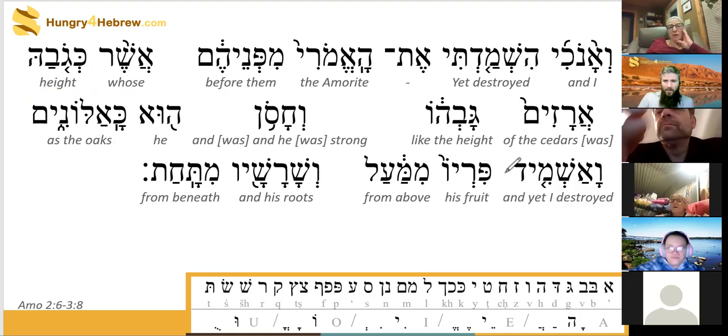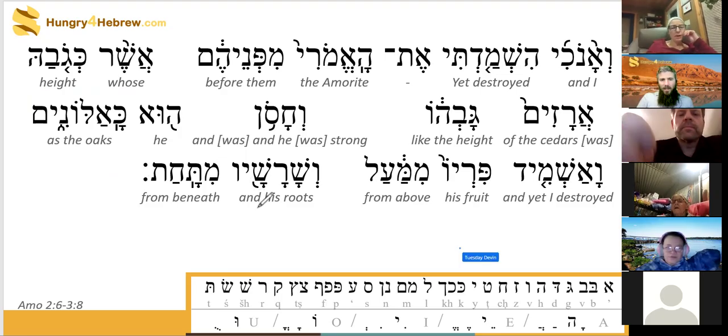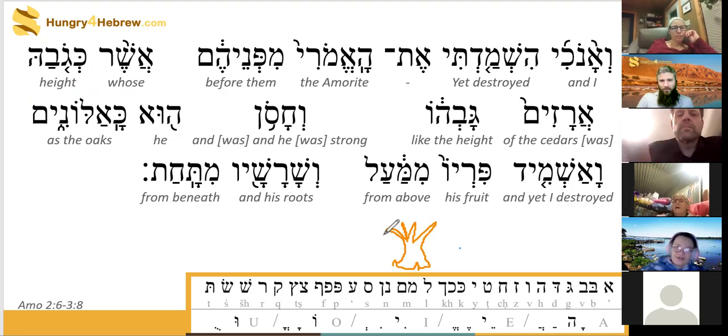Vashmid pirio, and I destroyed his fruit. Mima'al, probably again from the root Allah, up. The ma'al is the stuff that's up, from upward. Visharashav mitachat. You all already know this. In a tree, you have fruit up here, and you have roots down here. So ma'al, fruit. Tachat, sharashav.